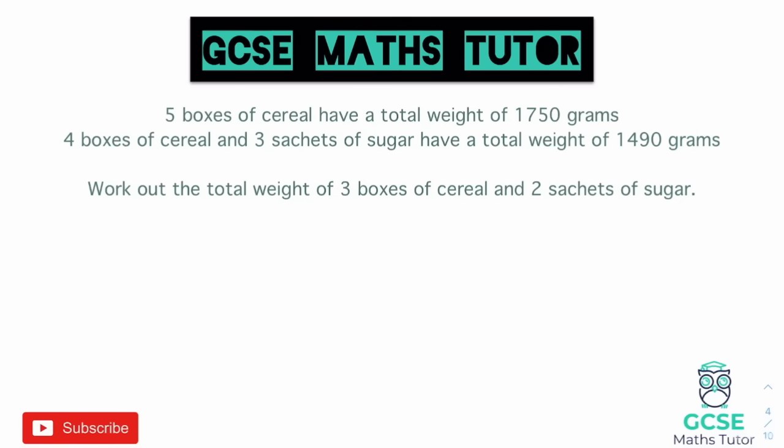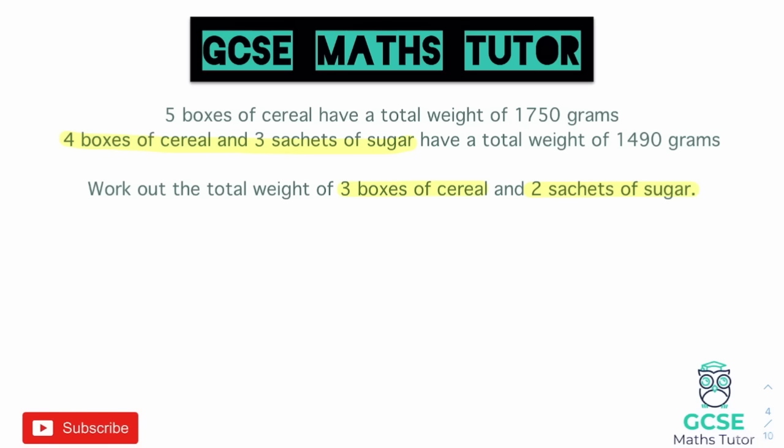It says here that 5 boxes of cereal have a total weight of 1,750 grams. It then says that 4 boxes of cereal and 3 sachets of sugar have a total weight of 1,490 grams. Work out the total weight of 3 boxes of cereal and 2 sachets of sugar. So this question's different because we have 2 different variables. We have the cereal and we have the sugar.